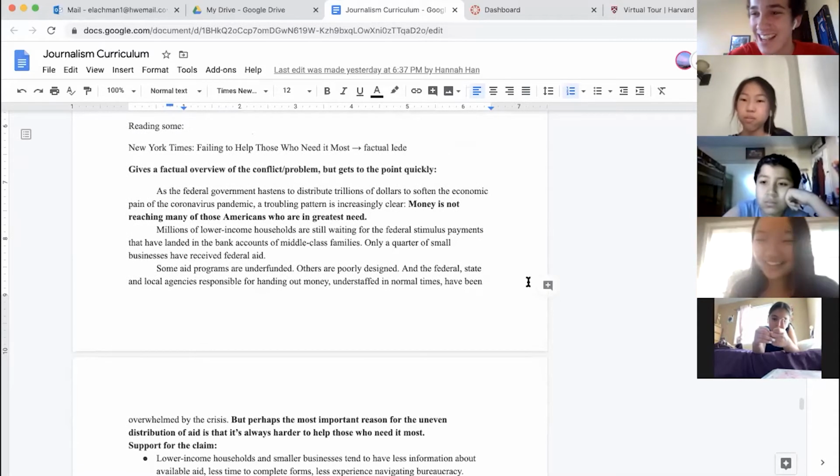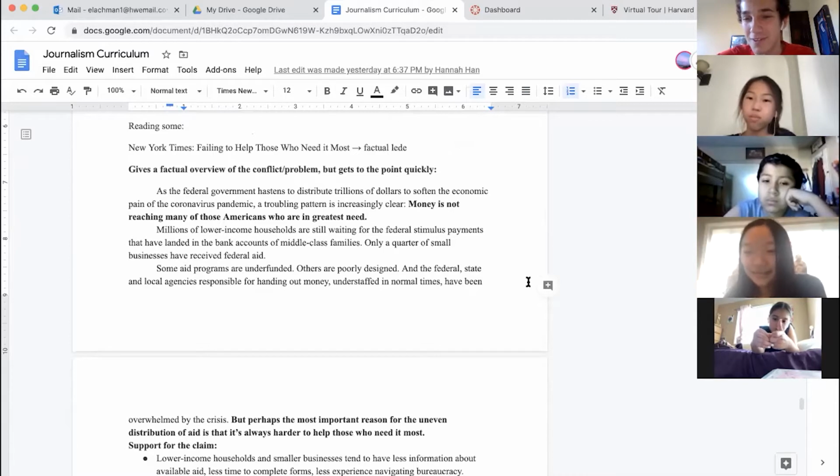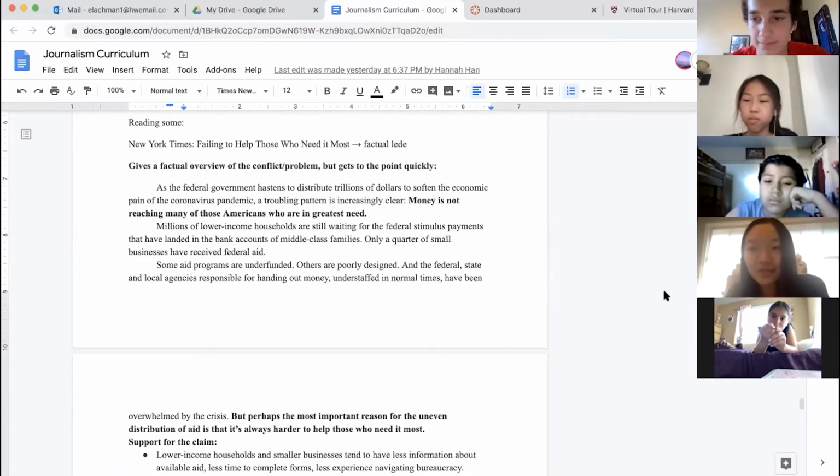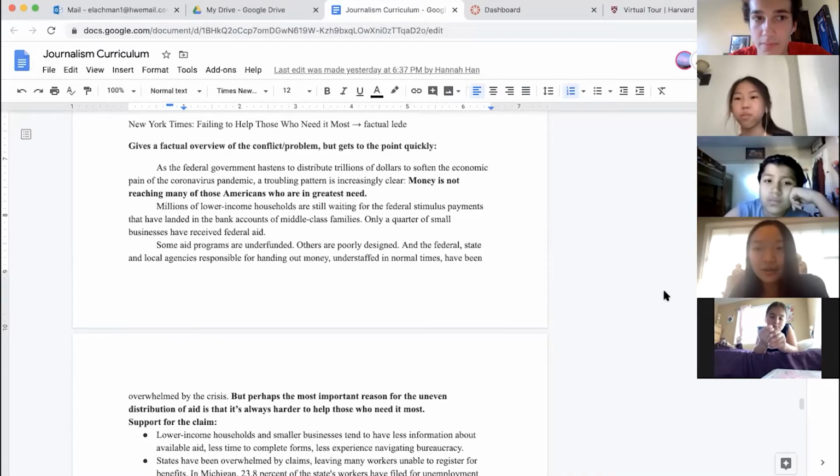And now we have an example of a factual lead. And this is more representative, and Hannah helped me realize this, of the opinion pieces you'd read right now. And yeah, so they're important to know how to do. So this is a New York Times piece. So this would actually be the type of thing you would read in a real newspaper.